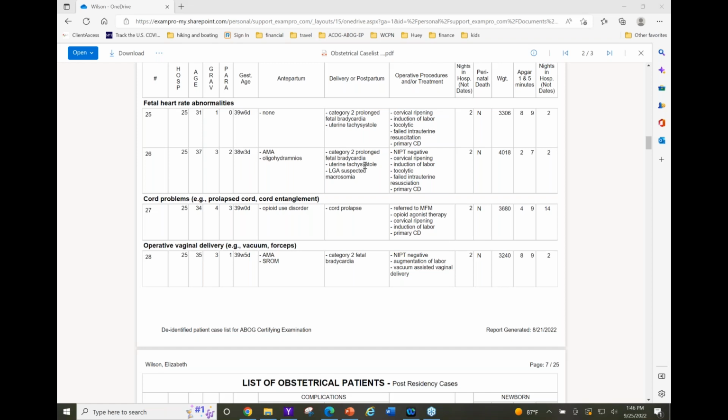And then for the failed intrauterine resuscitation, this is fairly straightforward, just kind of background information. What are the things that you do in this situation? Position changes, stopping the induction agent if you can, and then some period of observation during which time you'll prepare for a C-section if needed. I think that pretty much covers it.